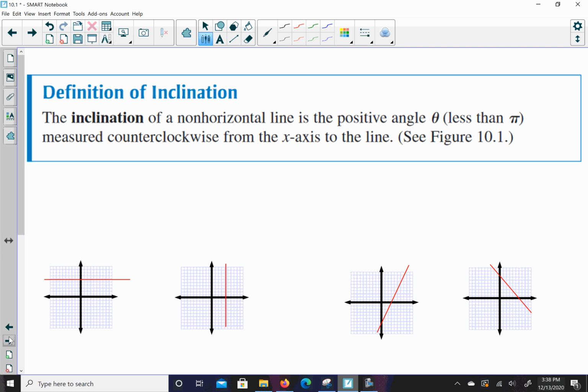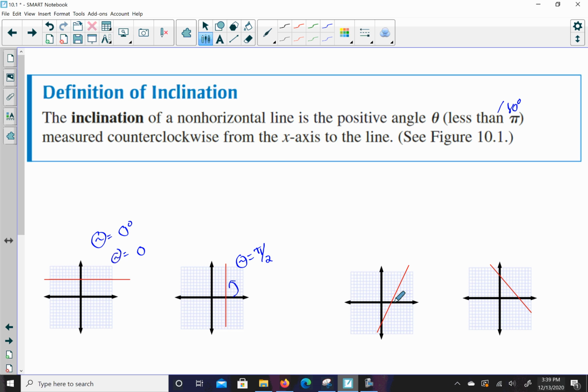To begin with, the definition of an inclination of a non-horizontal line is a positive angle less than pi, or 180 degrees, measured counterclockwise from the x-axis. This first angle that I have here is the horizontal line, so there is no inclination. My theta, or my angle of inclination, would just be 0 degrees or 0 radians. This next one is a vertical line going from the x-axis counterclockwise. I see that my theta is equal to pi over 2, or 90 degrees.